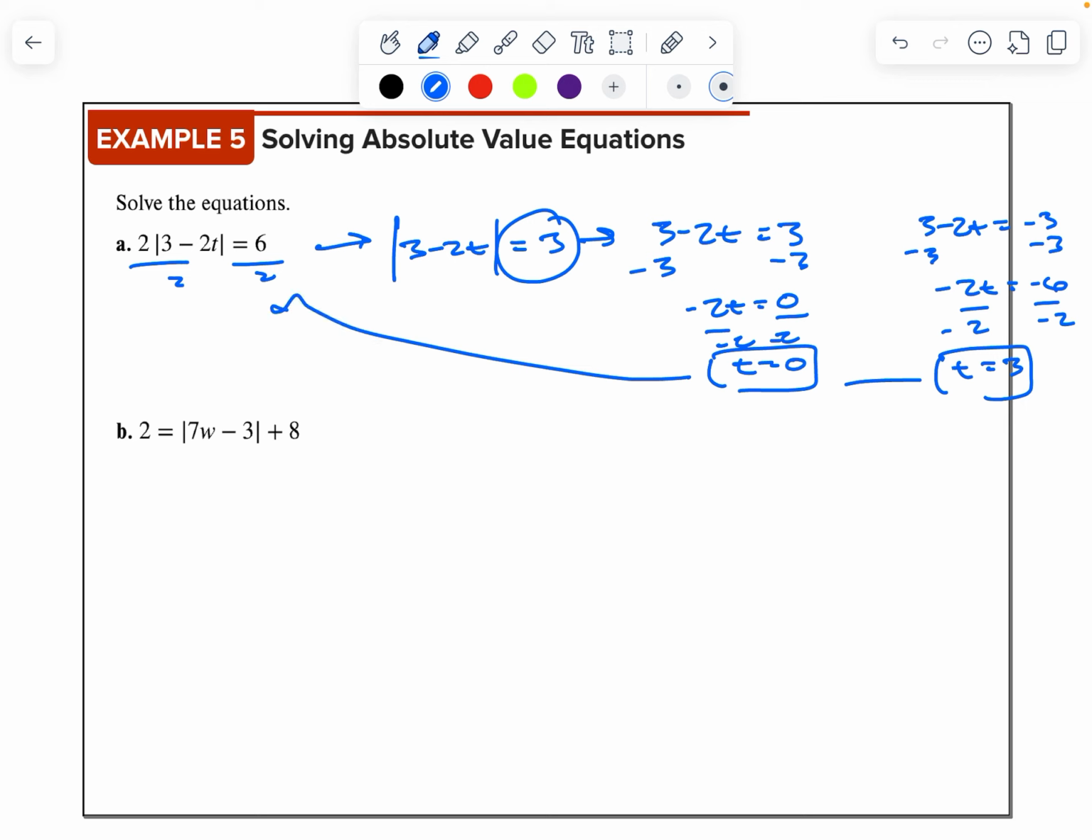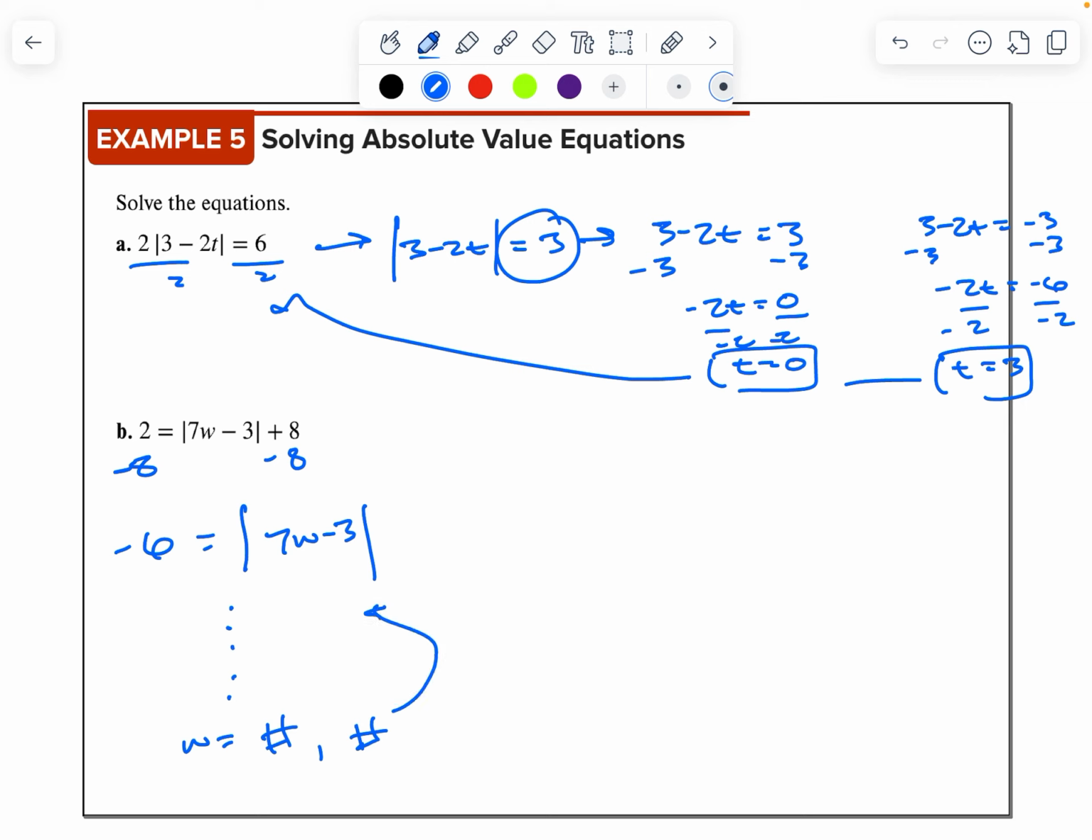Same thing here on B. I want the absolute value to be by itself first. So the first thing I'm going to do is subtract 8. And you get negative 6 equals absolute value 7w minus 3. You can go through and solve and solve and solve and get w equals some number and some other number. And then when you checked, the numbers would not work out.